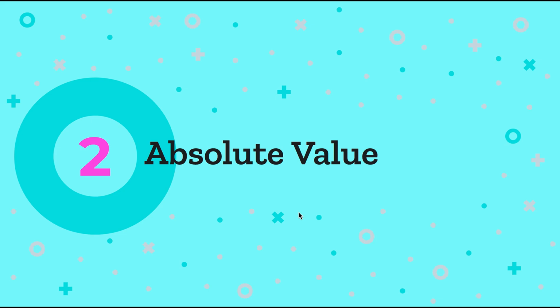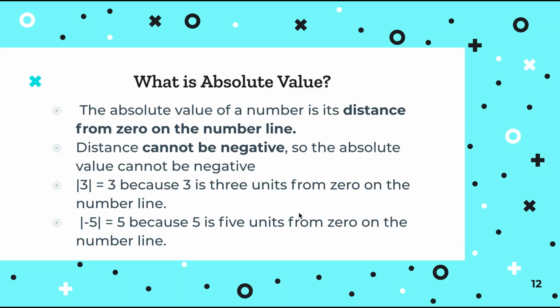Now we'll talk about absolute value. What exactly is absolute value? Well, absolute value is the distance from 0 on the number line. Distance cannot be negative, so the absolute value has to be positive.